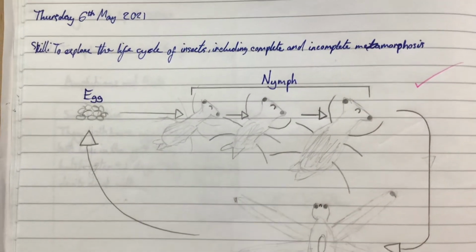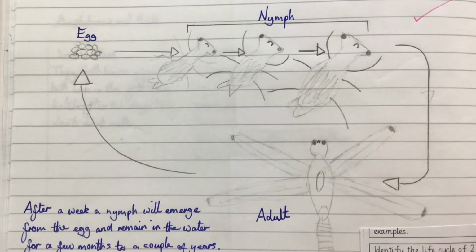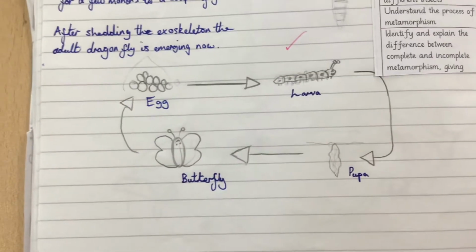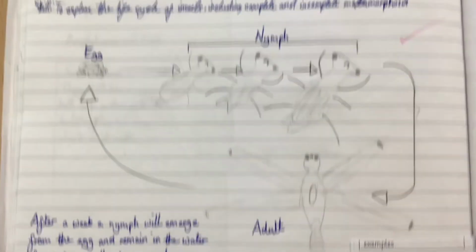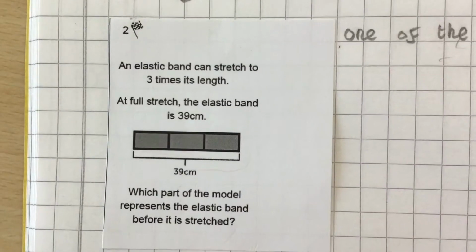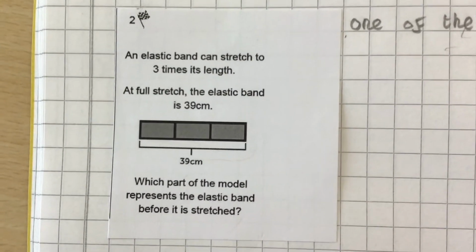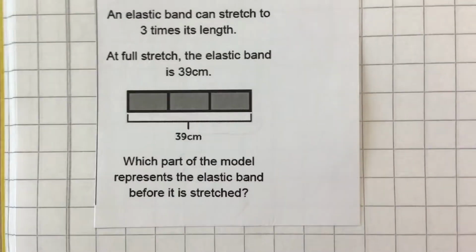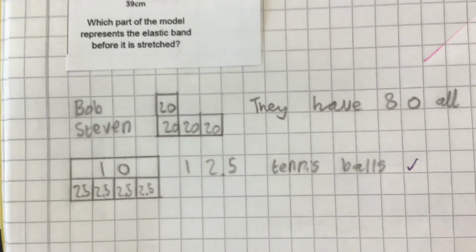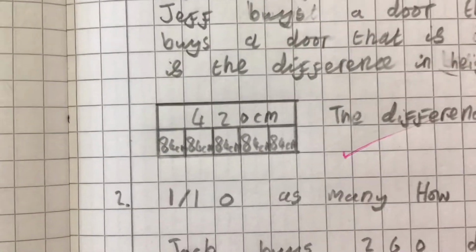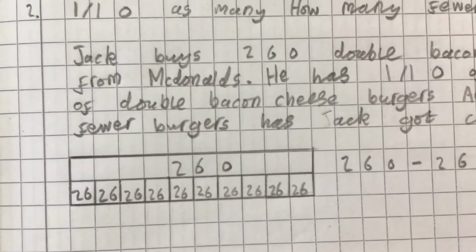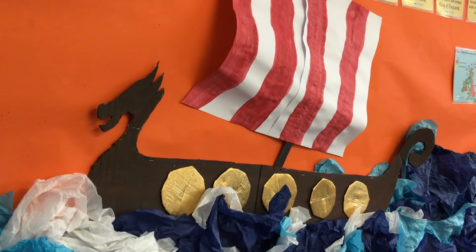In science, we've been having a look at living things and their habitats, and we've been examining life cycles of dragonflies and butterflies and looking at the different stages of development that they go through. In maths, we've been looking at different ways to represent problems, and so we've been looking at bar models in particular and thinking about how we can use them to answer some difficult word problems by thinking about the whole and the different parts.